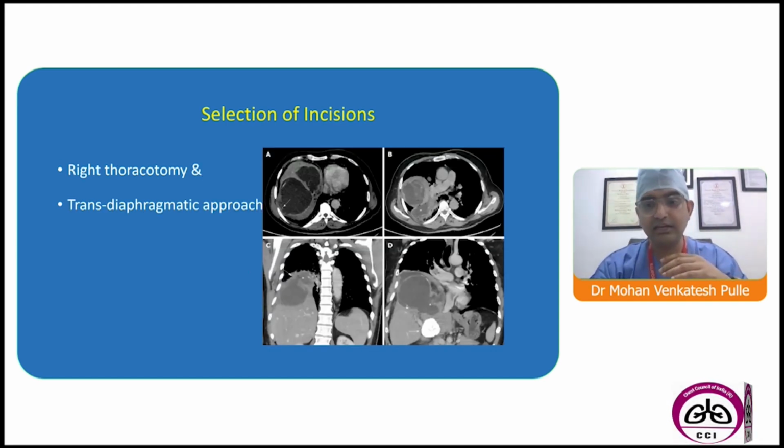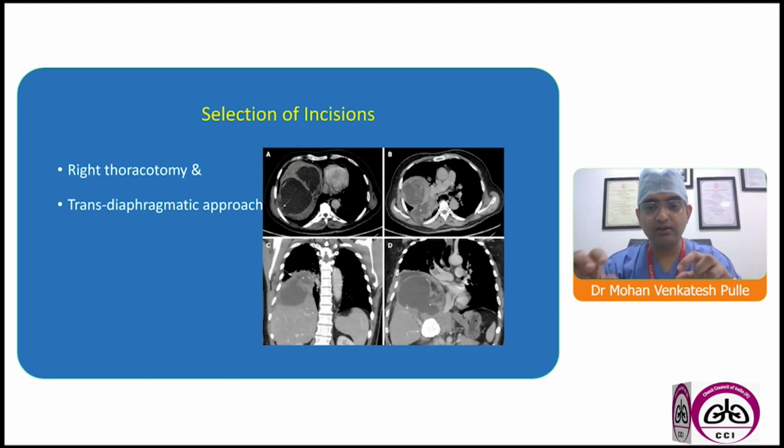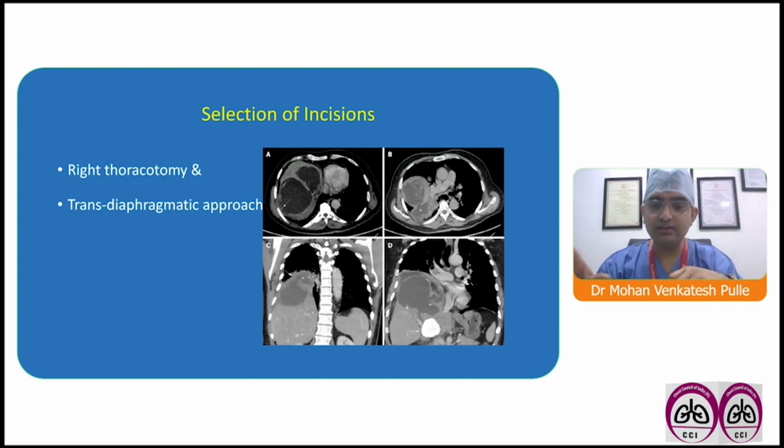And then this is another case scenario. This is involvement of the superior most part of the diaphragm with rupture of the cyst into the pleura. So in such cases, we have to use the right thoracotomy, and you can resect the diaphragm where the rupture has happened, and you can deal with the disease transdiaphragmatically also.